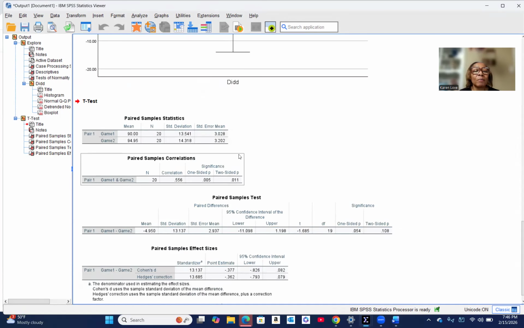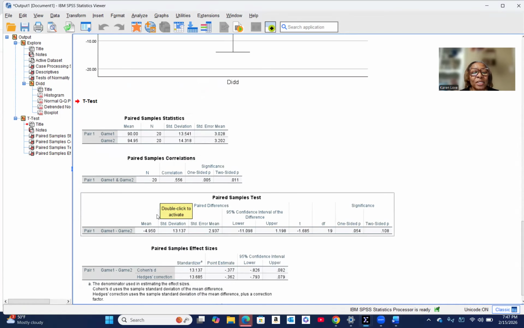So now when we go to the paired samples statistics, we see the mean for game 1 is 90.0 with a number of 20 and a standard deviation of 13.54. We also see game 2, which is the game that was after 15 minutes of individualized coaching. We see a slight increase in the mean to 94.95 with a number of 20 and a standard deviation of 14.318. If we go down to the paired samples correlations, we see a correlation of 0.556.